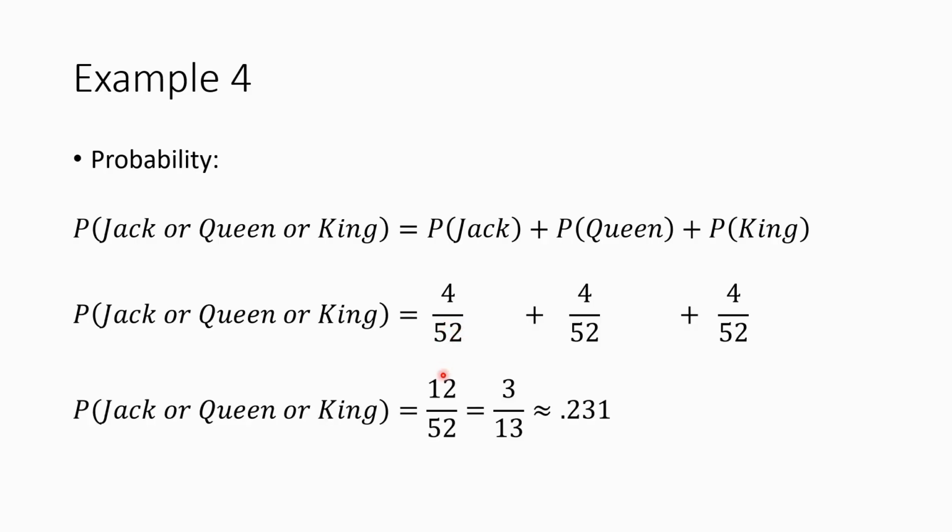If we add them together, we find that the probability of drawing a Jack or a Queen or a King is 12 out of 52. This reduces to 3 out of 13, which is our proportion. And if we wanted to put it in terms of a decimal or a probability, it would be 0.231, meaning a 23.1% chance.